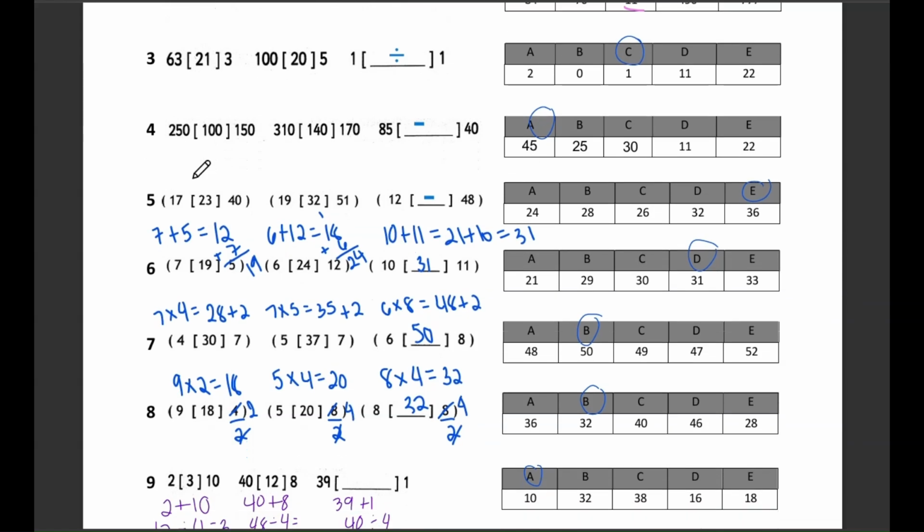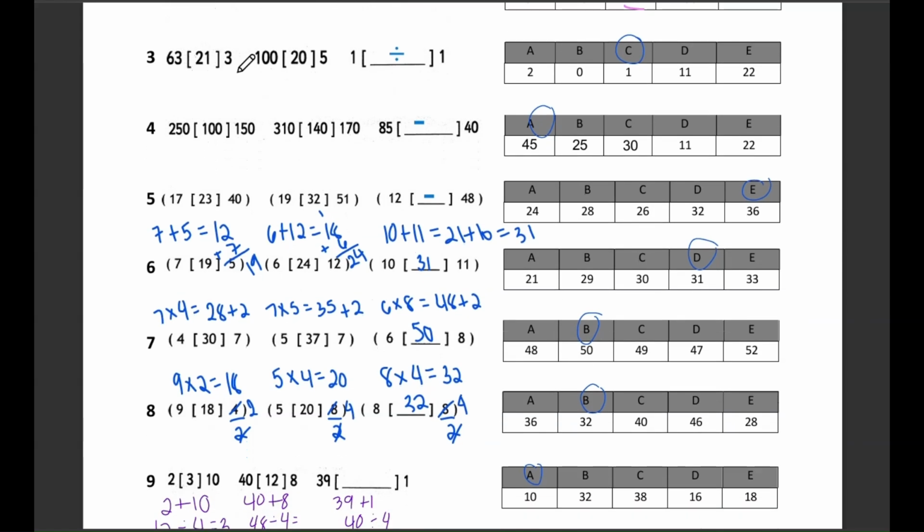All right, question 3. 63, 21, 3, then 100, 20, 5, and finally 1, blank, 1. The answers are A, 2, B, 0, C, 1, D, 11, and E, 22. The correct answer here is C, 1. Looking at the first part, 63 divided by 3 is 21. 100 divided by 5 is 20. So 1 divided by 1 is 1.